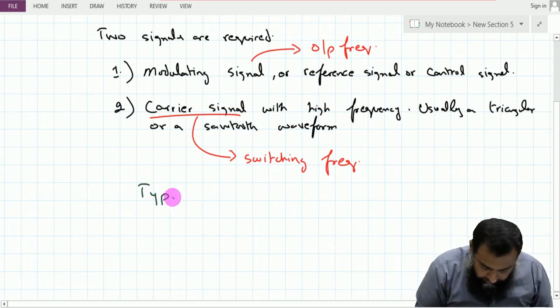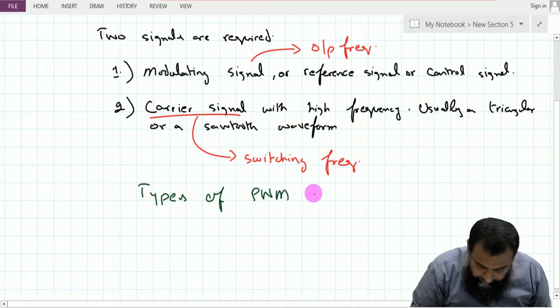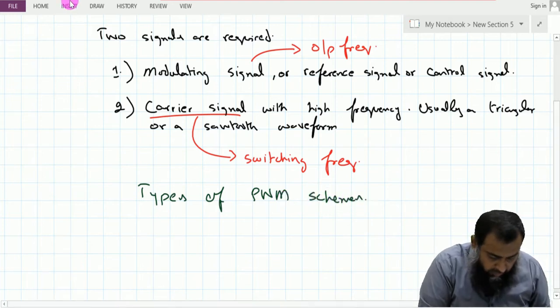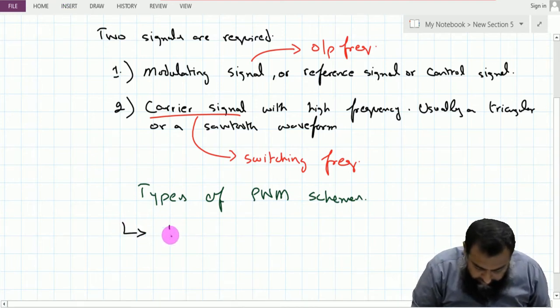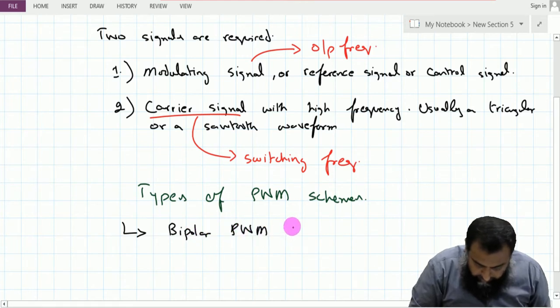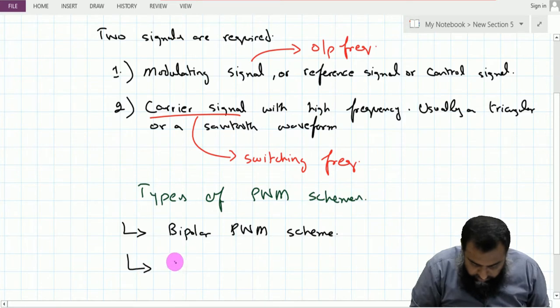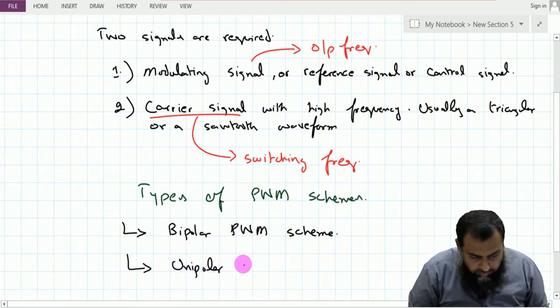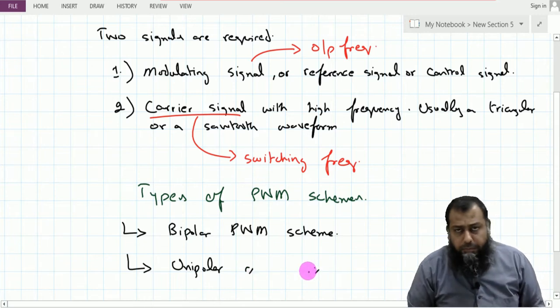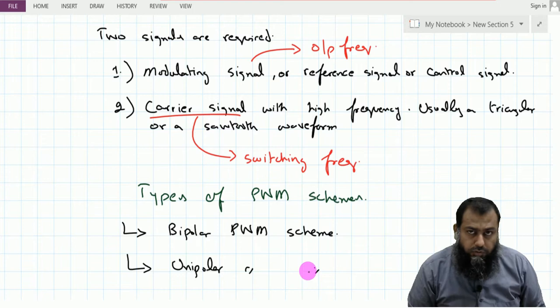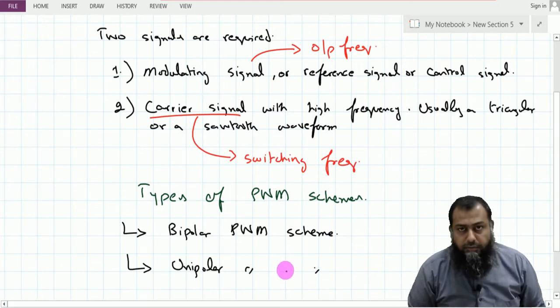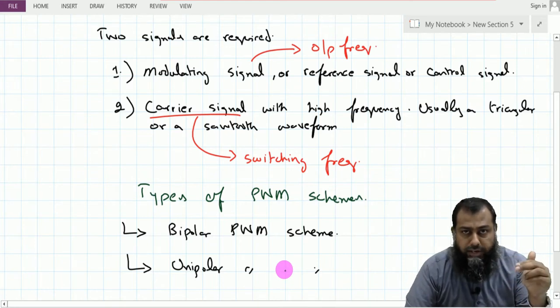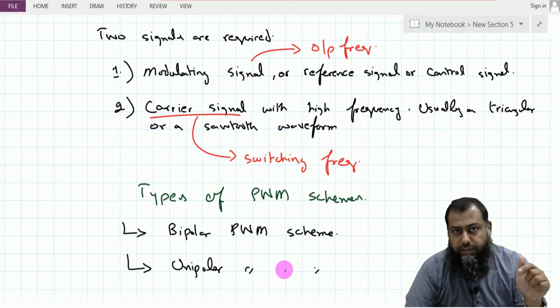So let me write down the types of the PWM schemes, and these types are based on the output voltage which is achieved. The first one is known as a bipolar PWM scheme, and the other one is known as a unipolar PWM scheme. In a bipolar PWM scheme, the output voltage toggles between the positive VDC and the negative VDC throughout the cycle. However, in this unipolar PWM scheme, we only have a voltage between 0 and plus VDC during the positive half cycle, and it toggles between 0 and minus VDC during the negative half cycle. And there comes the name of the unipolar PWM voltage switching scheme and the bipolar voltage switching scheme.